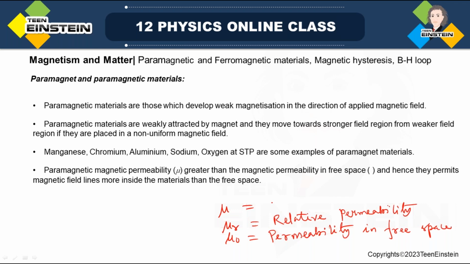This is simply magnetic permeability. There is actually permittivity in electricity. The counterpart quantities in electricity are epsilon, epsilon r, then epsilon zero. Epsilon is inside the material. This is relative permittivity, and this is permittivity in free space.